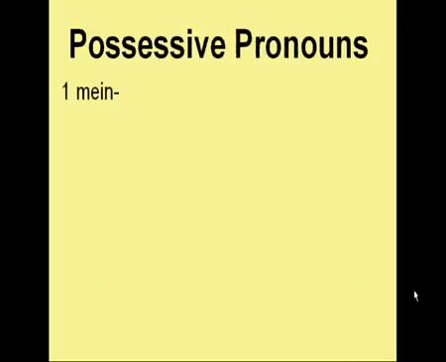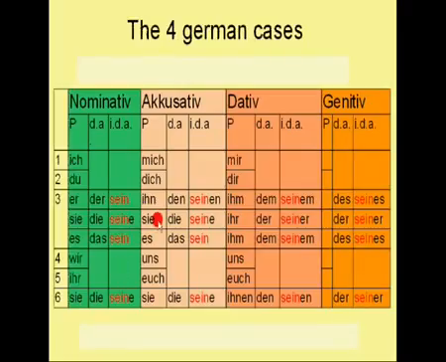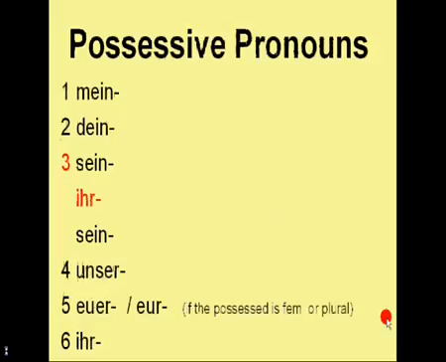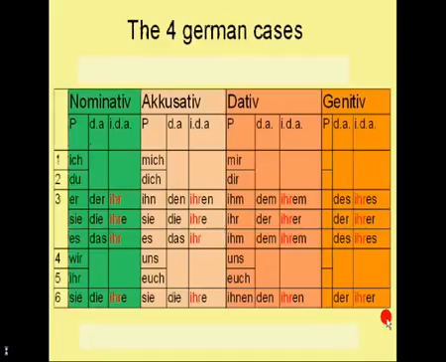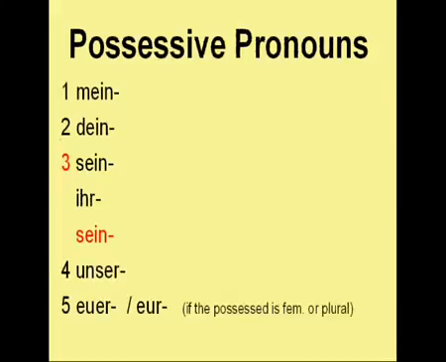If the possessor is in the third person singular and is masculine, his word stem is sein. So you see again, this is how the possessive pronouns look like for this kind of possessor in every case. If the possessor is in the third person singular and is feminine, then this is how its possessive pronouns look like for every one of the 4 cases. We just replace that word stem ein with ihr again. If the possessor is in the third person singular and its gender is neuter, we also replace ein with sein, just like for the masculine ones.